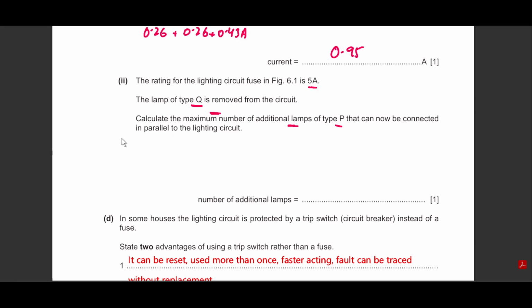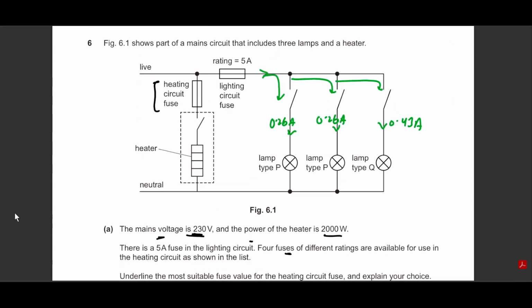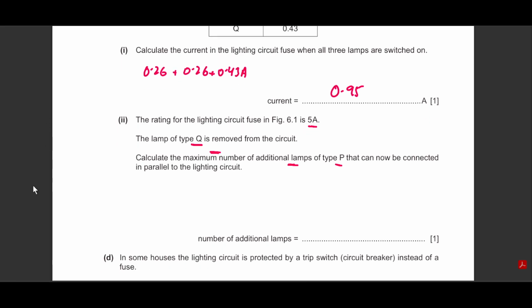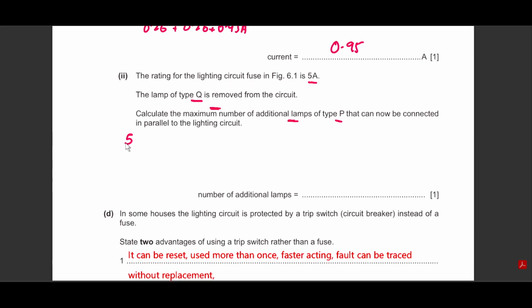So 5 ampere is your maximum absolute capability. You cannot cross this, otherwise the fuse will melt. So to 5 amp, we still have 2 lamp P's in there. So they draw 0.26 plus 0.26. We are left with 4.48 ampere of headroom. This is what is available. This is what we can still demand.